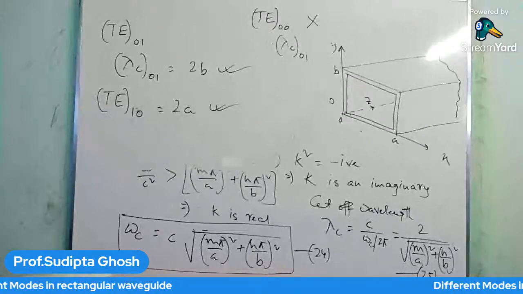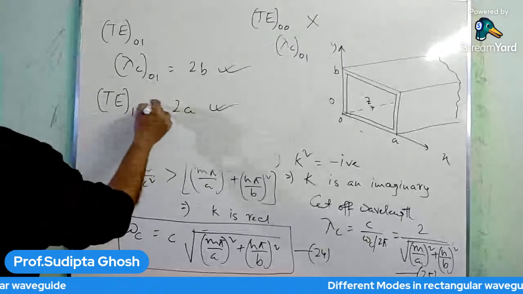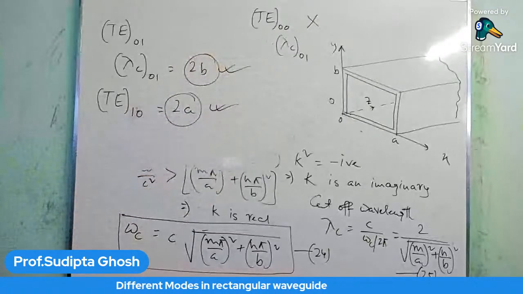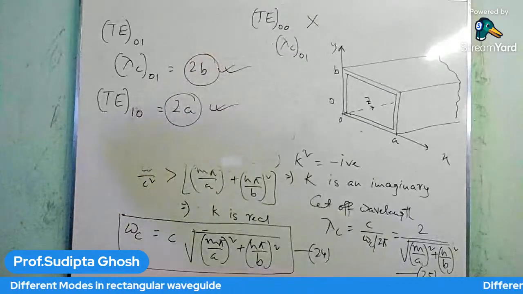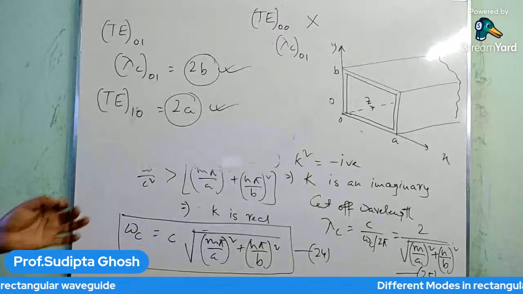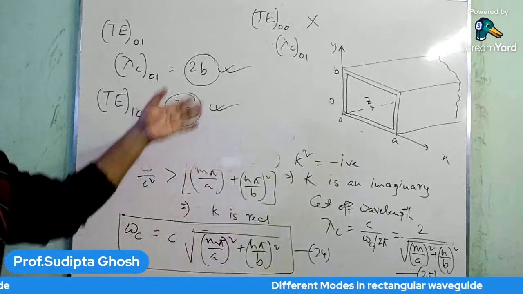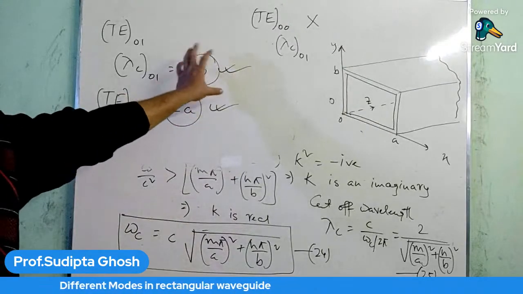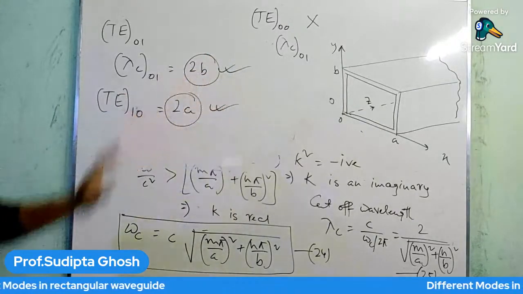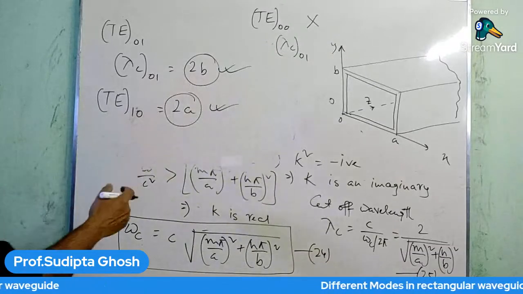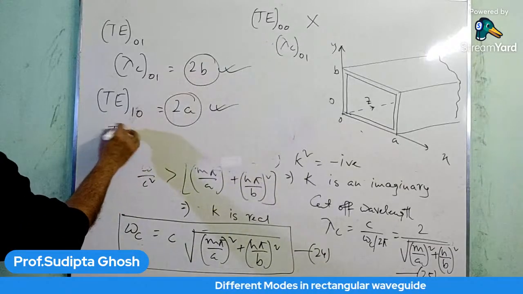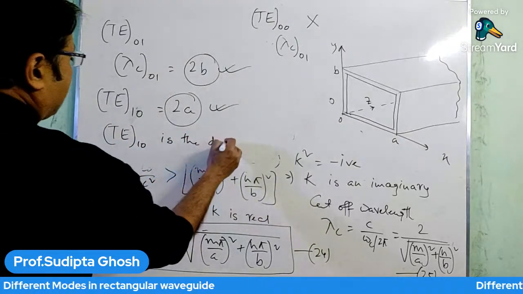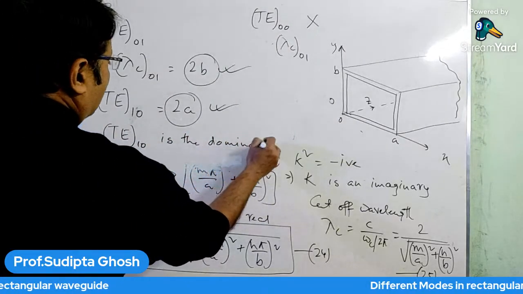Now for these two particular values, for any regular rectangular waveguide, the value of a is greater than the value of b. That means 2a is greater than 2b, and then this lambda c, or this TE10, is the dominant mode. It is known as the dominant mode.